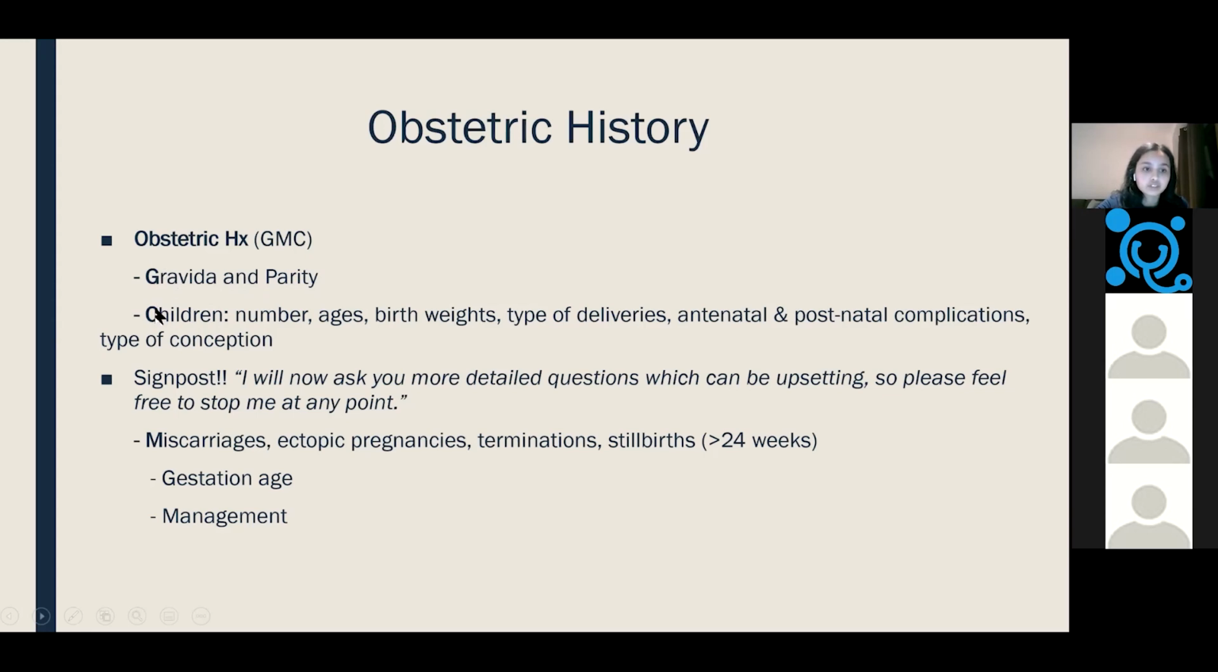So after G, you ask for C. So do they have any children? And if they do, how many, their ages, their birth weights, types of deliveries. So basically anything you could ask about the previous deliveries is helpful, just to know if there were any complications, and do we expect them in these pregnancies?